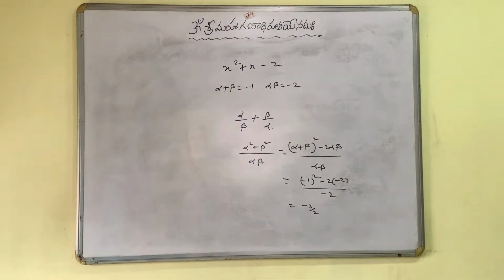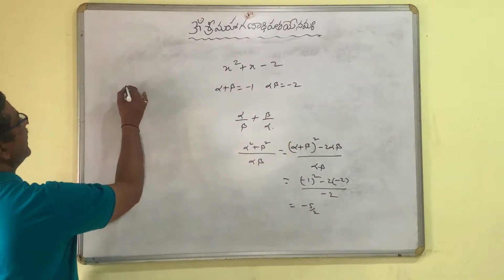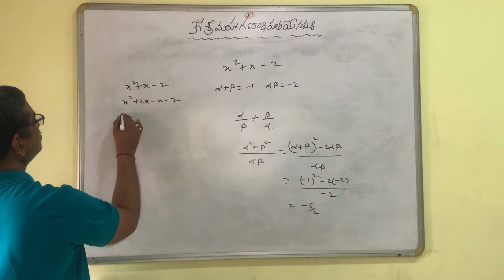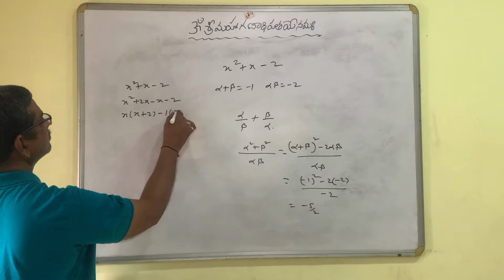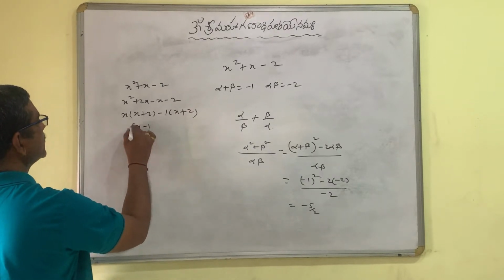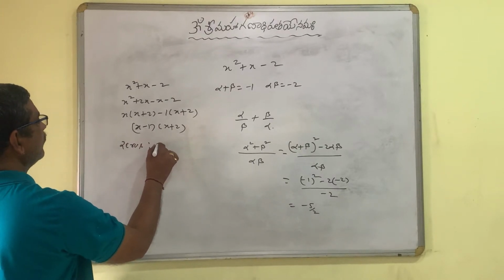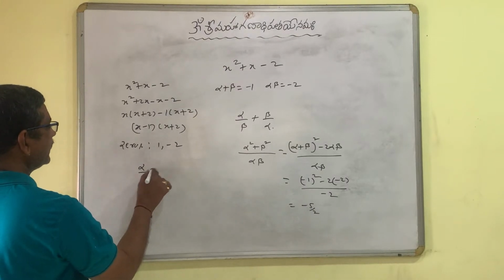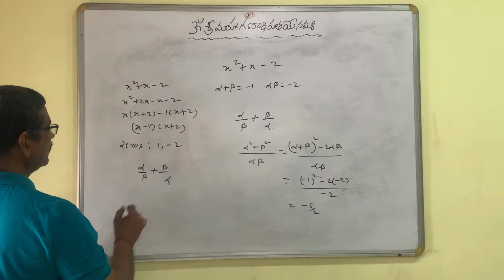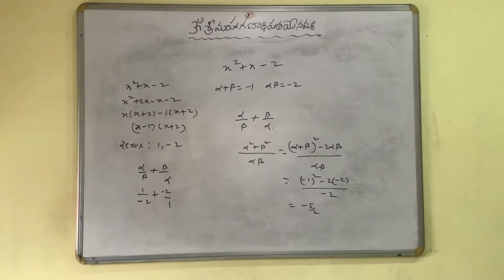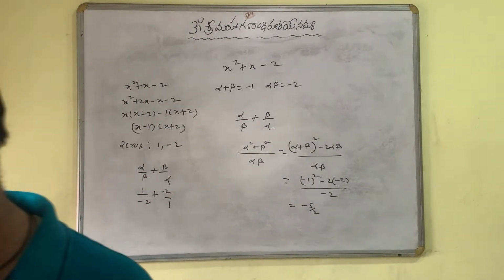Okay, this is one way. What is the second way? Just splitting the middle term. So the zeros are 1 and minus 2. Now alpha by beta plus beta by alpha is 1 by minus 2 plus minus 2 by 1. Take it and simplify. Both the ways, which is simple and easy?